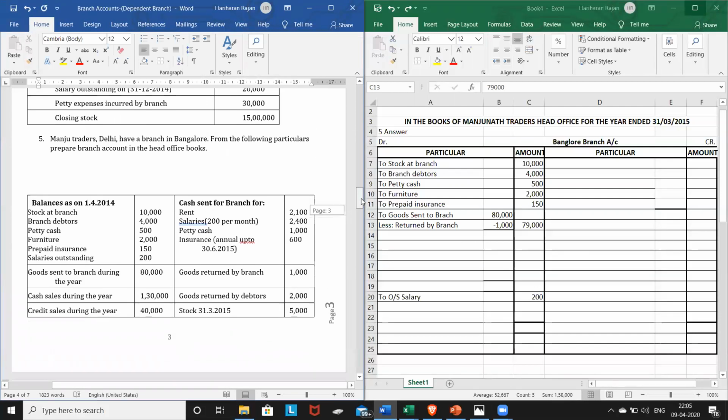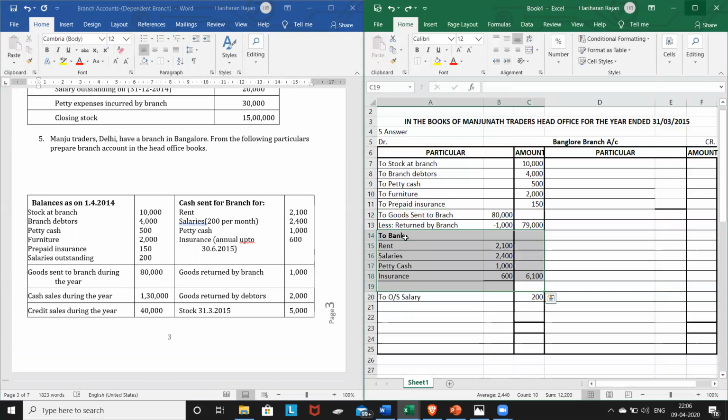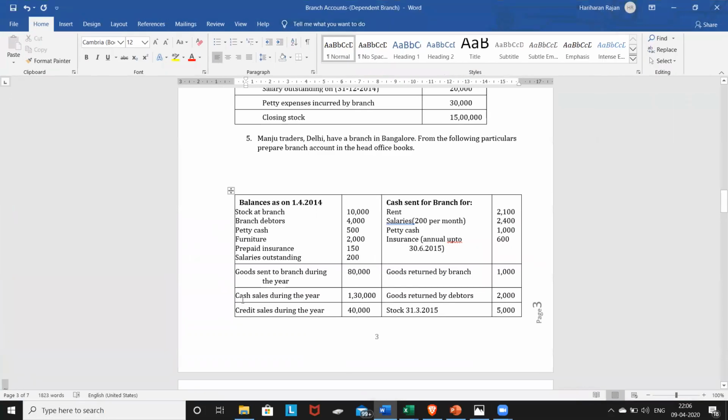So let's see what is there for the debit side. So rent, salary, petty cash, insurance paid. So let's record this. Totally we got 6,100 after adding all this. Now let's go to the credit side. What is the information which has to be taken on the credit side? Cash sales, yes, it will go 1,30,000.